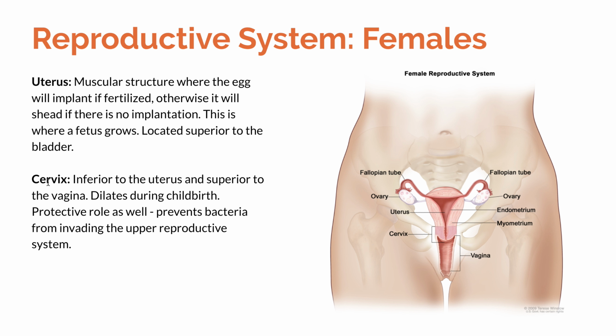And then we have the cervix, and this is inferior to the uterus and superior to the vagina, and it will dilate during childbirth. Dilate essentially means it will open up, it will stretch. And it has a protective role as well. So it plays an important role in preventing bacteria from coming in and invading the uterus, which can cause infections, inflammation, and things like that, and travel even further up to higher structures.